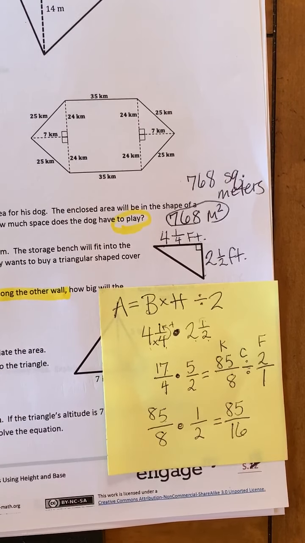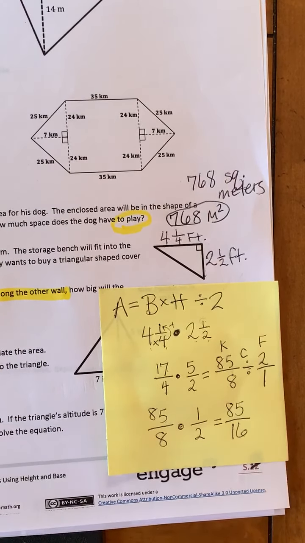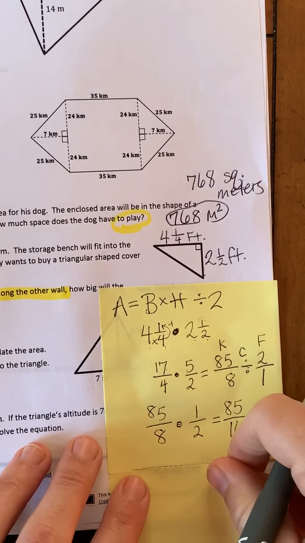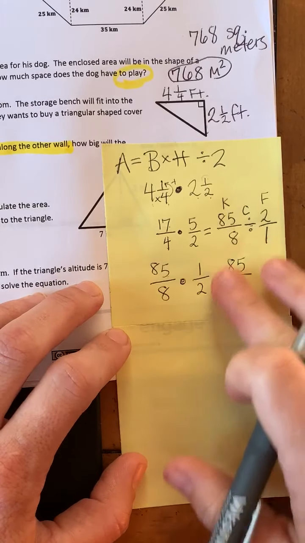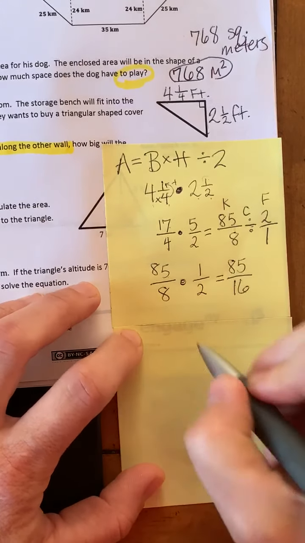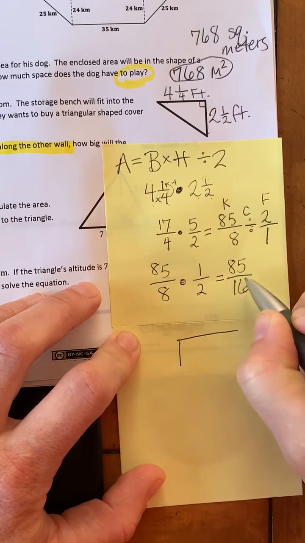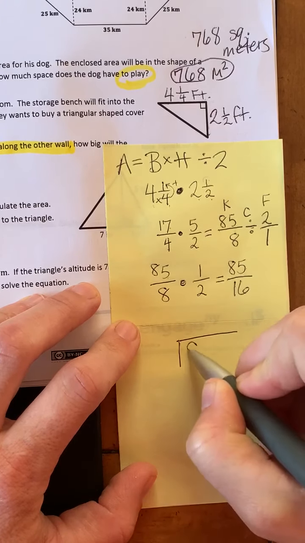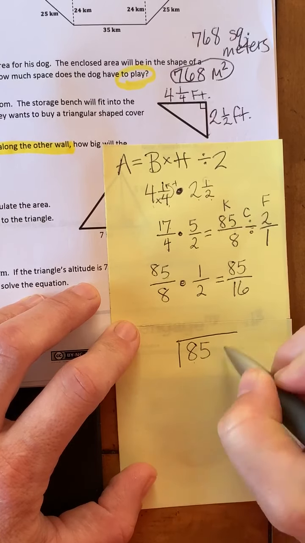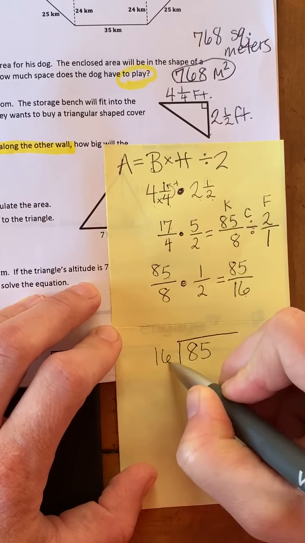All right, now if you went and said, oh, well, yeah, the bench is going to be 85 over 16, most people are going to look at you like you have 3 eyes, like an alien. So we need to change this into a mixed fraction so it makes more sense. So put the numerator inside the doghouse or inside the division house, and 16 on the outside.